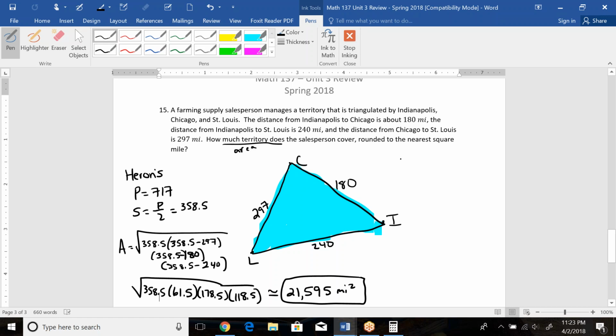If we want to use the area formula, we'll call this little side L and this little side C. If we want to use 1/2 LC sine of I, then we have to have Indianapolis's angle, so we're going to need to find I. If you want to use this version, you're going to have to use law of cosines to find that angle. So that would be 297 squared equals 180 squared plus 240 squared minus 2 times 180 times 240 times cosine of I.